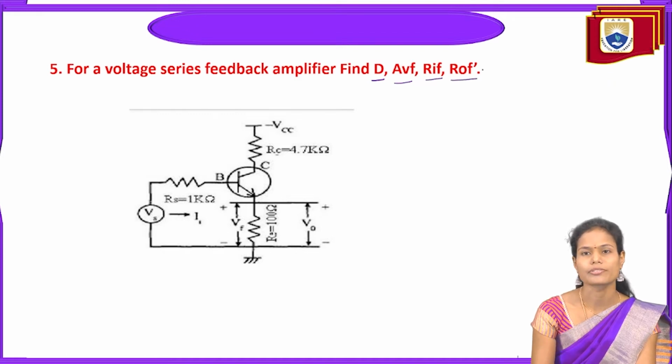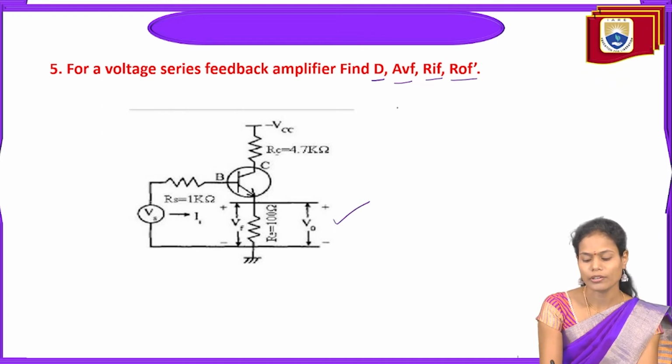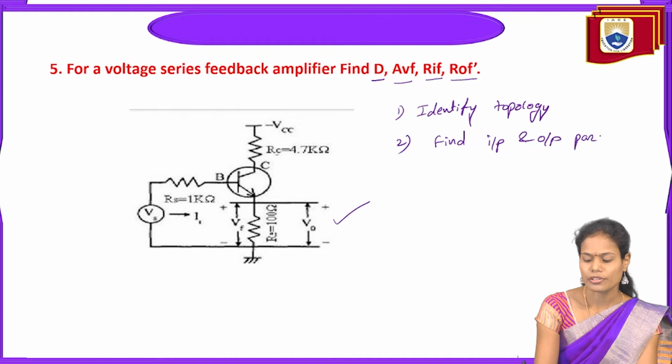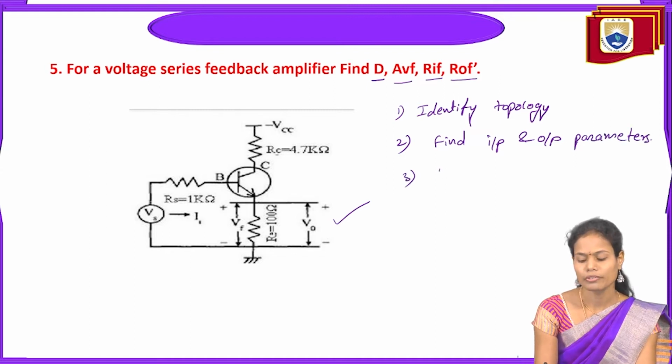as output impedance here. So this is the circuit given in the problem itself. So in this particular kind of problem, first of all, we have to identify the topology. And also find the input side and output side circuits. Find input and output parameters or circuit side parameters. Okay, then go with the analysis of the given circuit after converting into H parameter model.